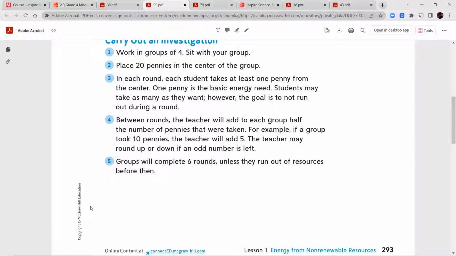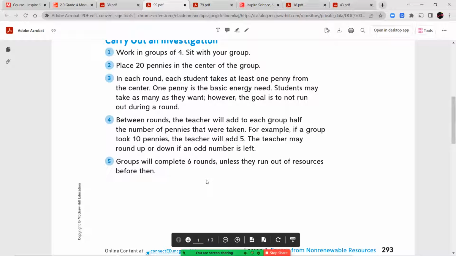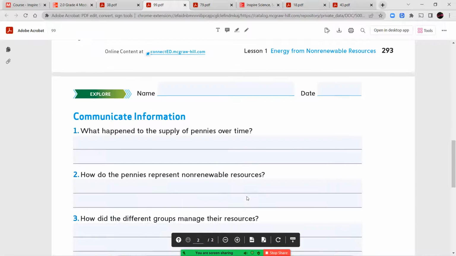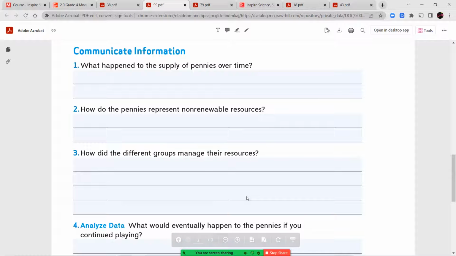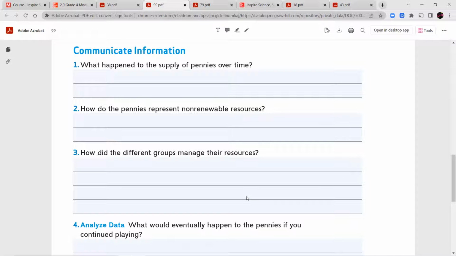So if it's an odd number, they can round up or down. So after you've completed 6 rounds, you're going to work on it for 6 rounds unless you run out of resources before then. Then you're going to answer the questions. What happened to the supply of pennies over time? How do the pennies represent non-renewable resources? And how did the different groups manage their resources?